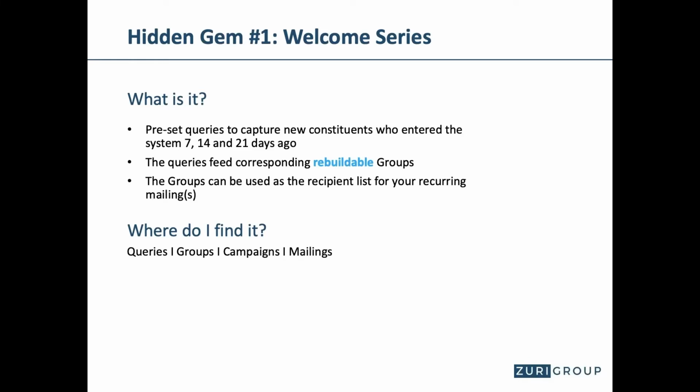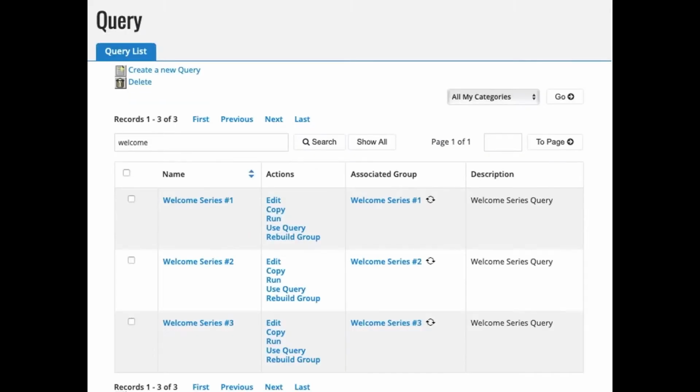So the biggest piece when I open the conversation about welcome series and that you already have one, everyone wants to know where it is. So if you locate your query module in Luminate, you'll see that you have 3 pre-built queries, welcome series 1, 2, and 3. If you open those queries, you'll see the same logic that we just expanded on. Anyone who's entered the system X amount of days before today.